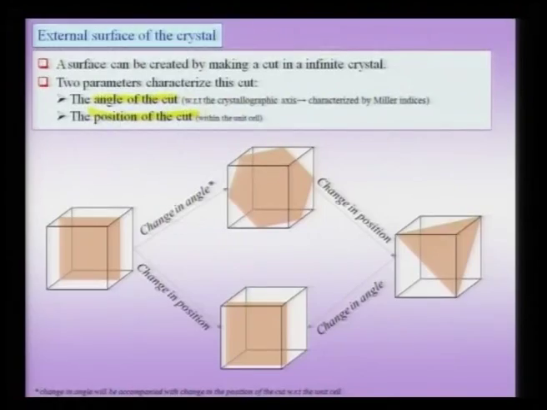For instance, suppose I have a crystal on the left hand side, which is shown by the unit cell of the crystal, and I make a cut as shown here. I can change the angle of the cut, and of course, this will be accompanied by a change in the position of the cut with respect to the unit cell. So, if I change the angle of the cut, I can cut the crystal in a different way. As you can see, the area of this plane is changing, and obviously the kind of bonds which are broken will also change with this.